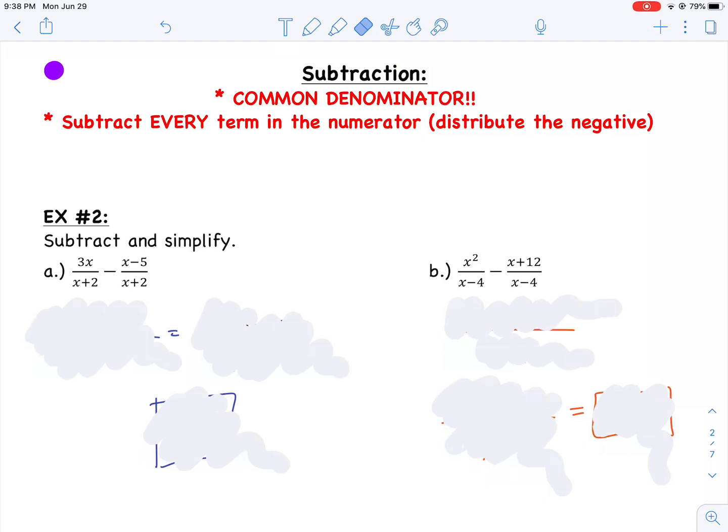All right, here's our second video from section 6.3. We just got done talking about adding rational expressions that have common denominators. Now let's talk about what happens when we're subtracting rational expressions that have common denominators.